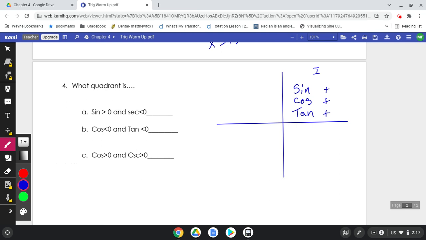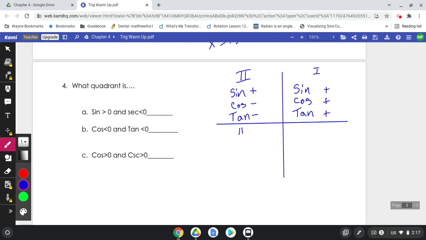Meanwhile, in quadrant 2, sine is still positive, cosine, though, is now negative, and as a result, tangent is also negative. If you're not sure how we got these, we could draw triangles in each of these, but for now, just take my word, okay? If you want to see it in more detail, talk to me and I can draw the triangles for you, or go back to lesson 4.3.